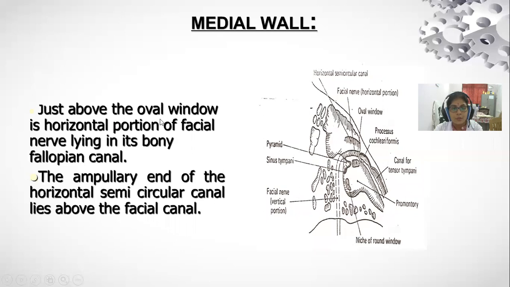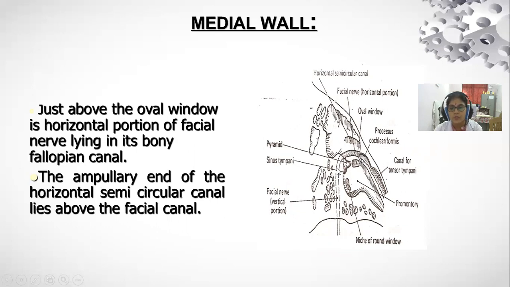In the medial wall, just above the oval window, is the horizontal portion of the facial nerve lying in its bony fallopian canal. The ampullary end of the horizontal semicircular canal lies above the facial canal. This is the promontory. This is the round window niche. This is your oval window. This is the canal for tensor tympani, and this is a prominent bony projection in the medial wall, which is called processus cochleariformis, a very important landmark for the first genu of the facial nerve.